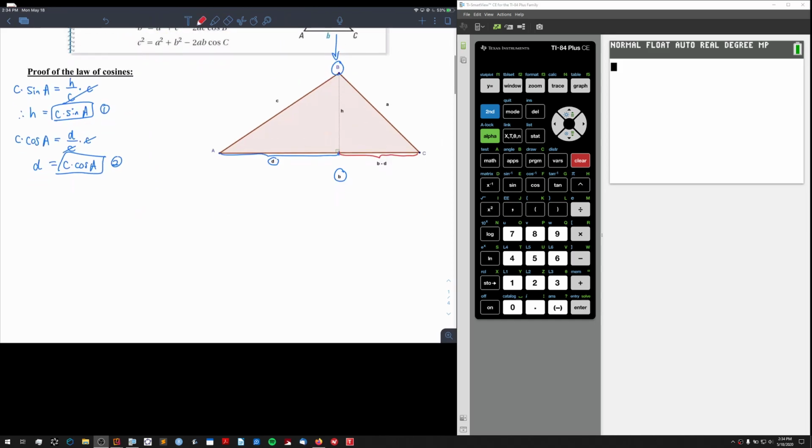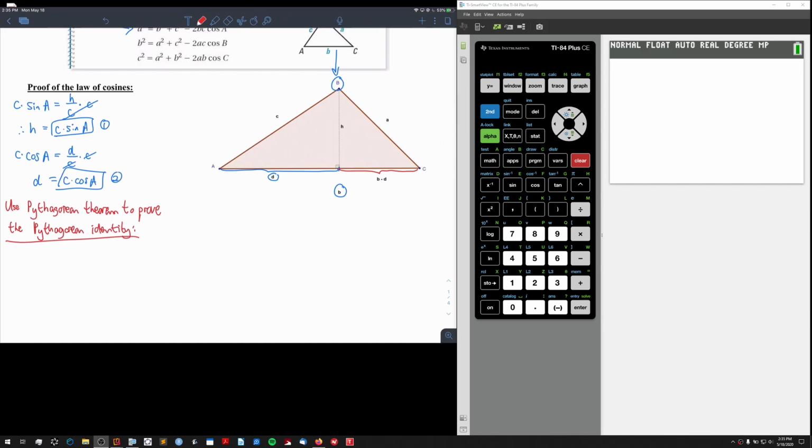Okay, so I'm going to write it out here. Use Pythagorean theorem to prove what we call in trigonometry the Pythagorean identity. Okay, so let's do something simple. We were working with this triangle right here. This triangle right here is what we were working with. Let's just use that and use Pythagorean theorem on that triangle.